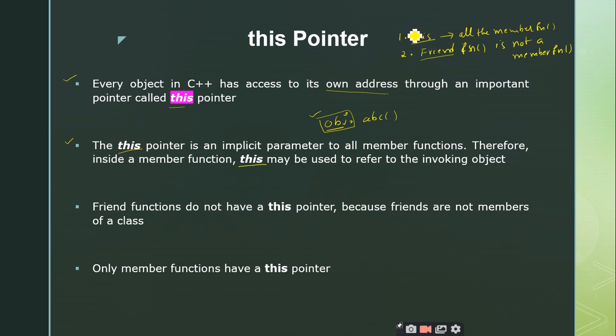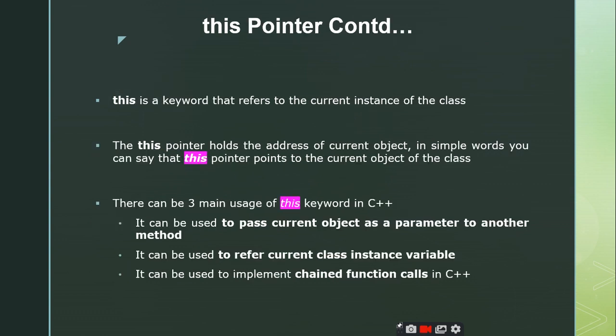So this pointer is available only to the member functions of a class, so that this pointer cannot be used inside the friend function. The reason is the friend function cannot be considered as the member functions of a class, right? So the last two points are giving this idea. So friend functions do not have this pointer because friend functions are not the members of a class. Similarly, the member functions can only have this pointer. These are the important points you should remember here. Is it clear up to this point?